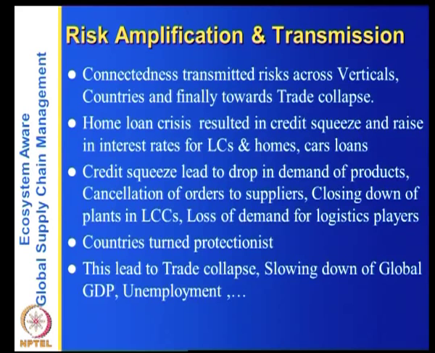So people are saying that there are a lot of articles in recent years, 2009, 10, 11, which blame the global supply chains and their risk amplification and transmission through connectedness for the global trade collapse.